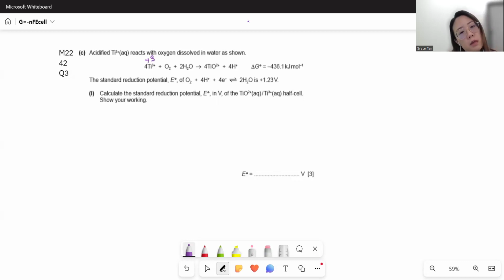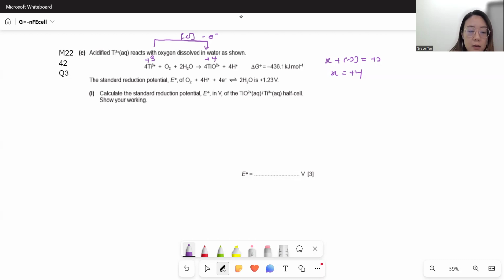Titanium here would be, what is the oxidation number here for titanium? X plus -2 equals +2. So X is +4. So the oxidation number of the titanium in TiO2+ is +4. So we can see that titanium has undergone oxidation by donating 1 electron. Hence, we know that oxygen undergoes reduction here. So we know exactly what role they play already.